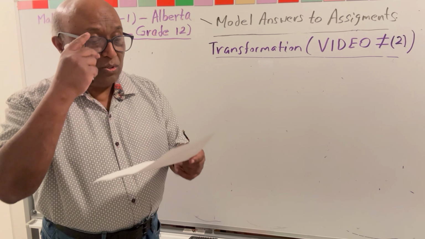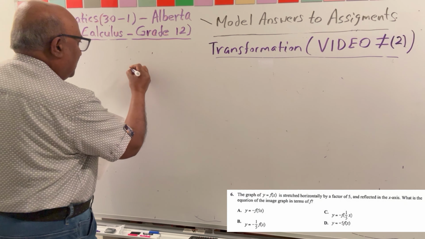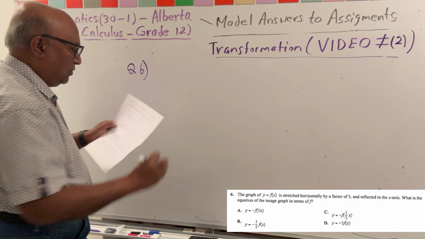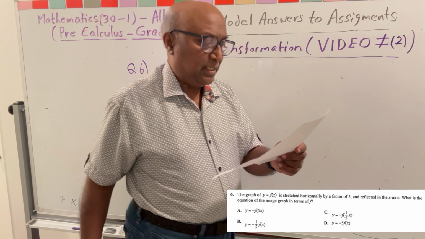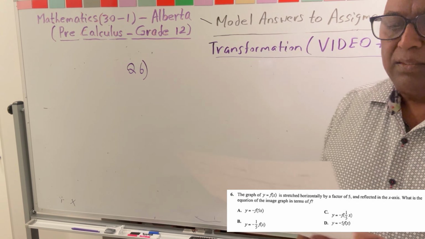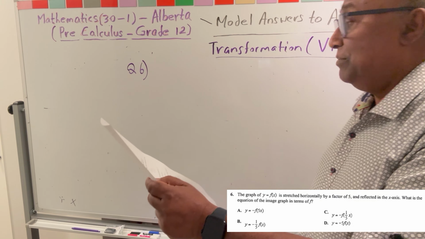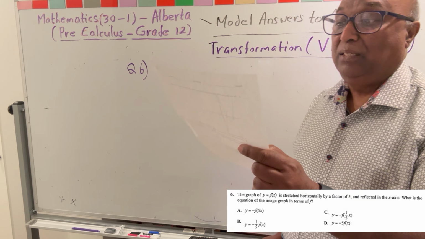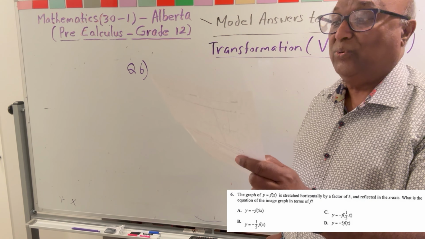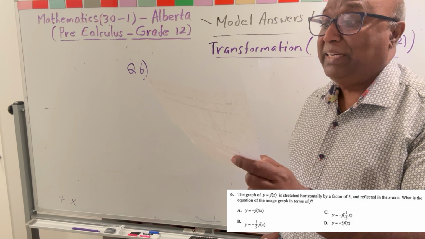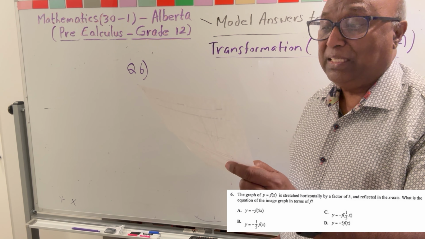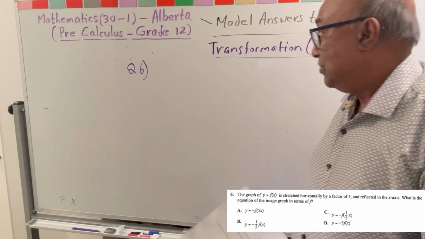Okay, let's go to question number 6. What does question 6 say? The graph of y equal to f of x is stretched horizontally by a factor of 5 and reflected in the x-axis. What is the equation of the image graph in terms of f?